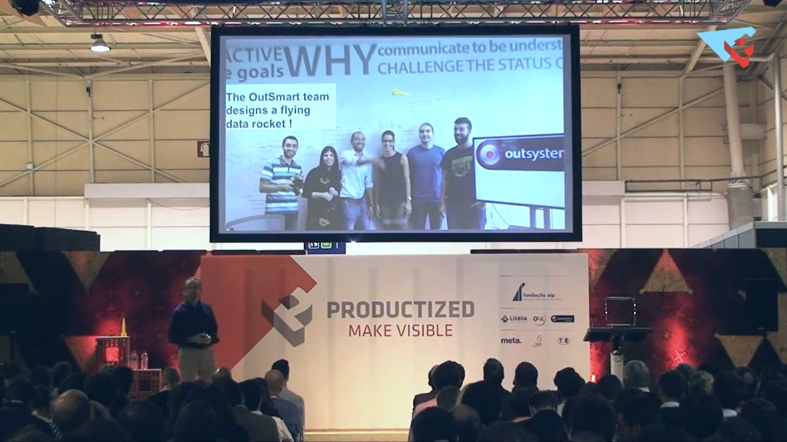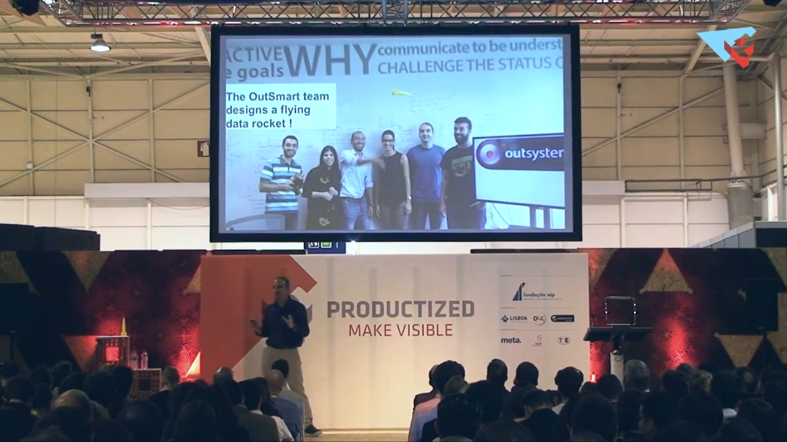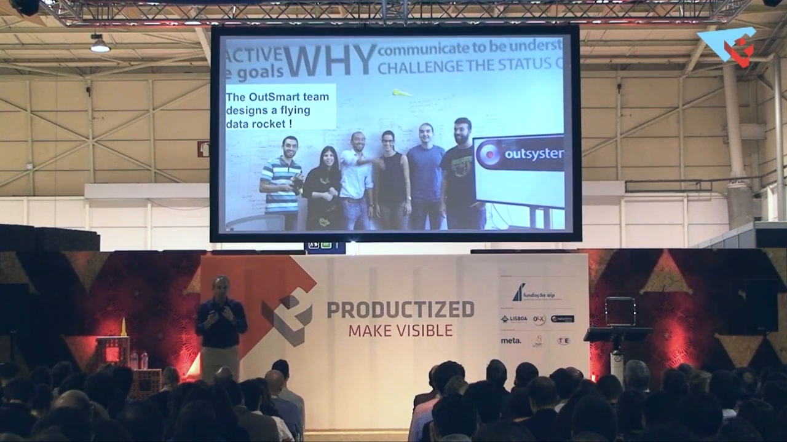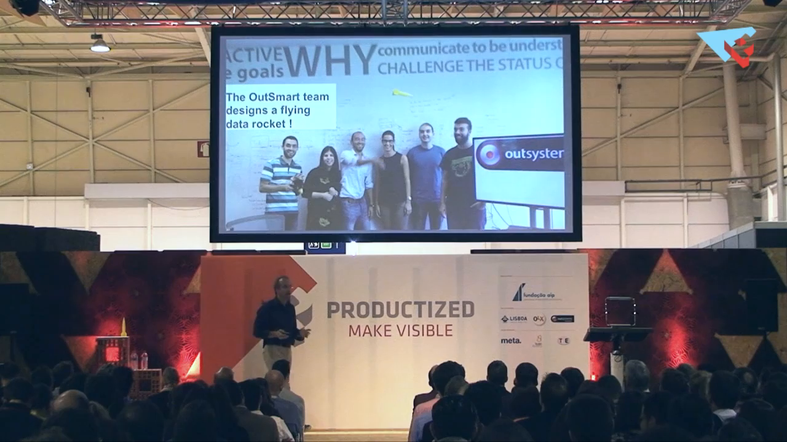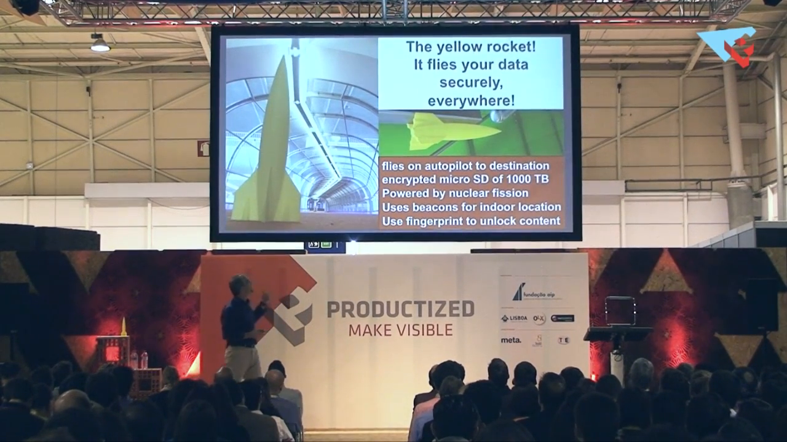And here is the team. Some of the faces are known here. This is the Rocket team creating the way to put data securely, quickly from point A to point B, anywhere. And what are they doing? They're creating this yellow rocket. What is this yellow rocket?